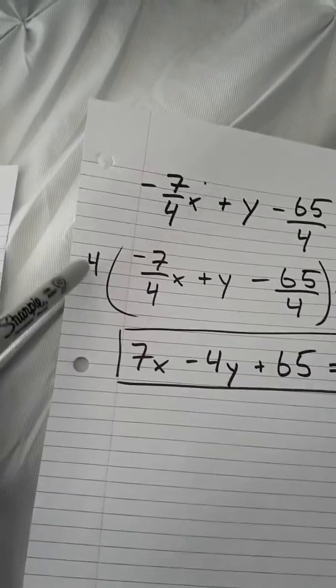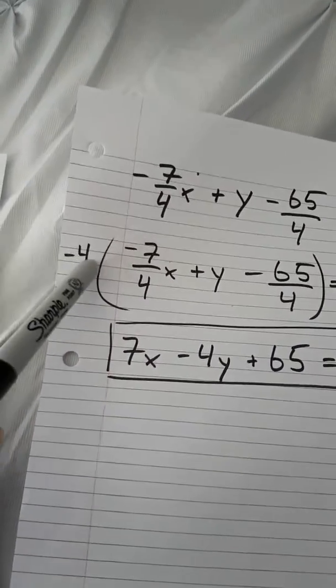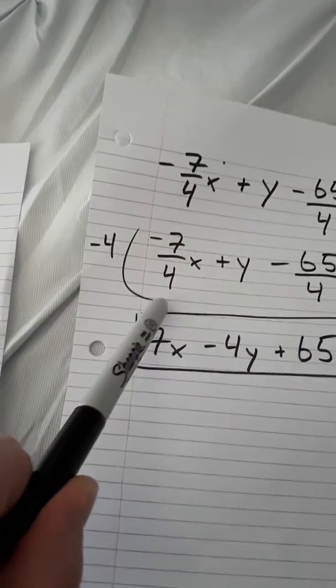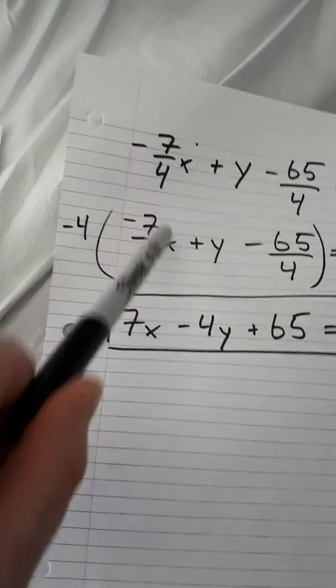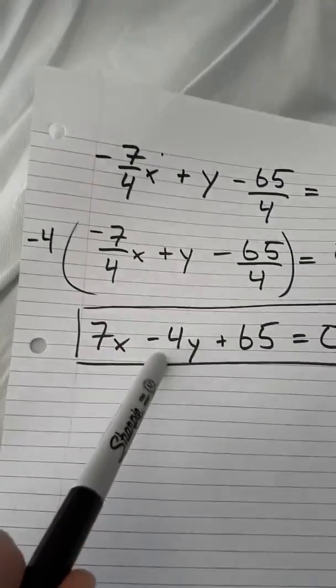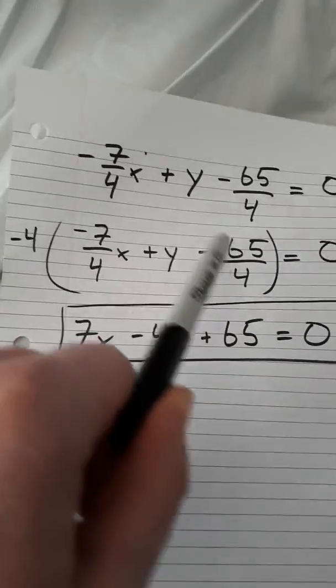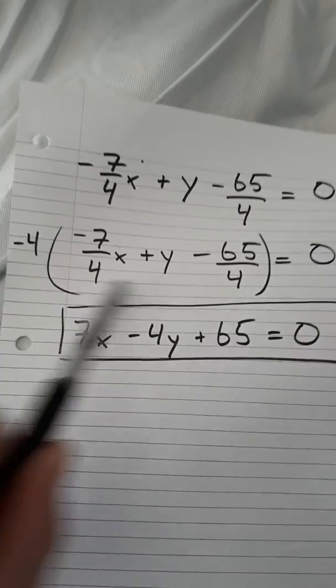So I'm going to multiply this whole side by negative 4. So negative 4, pardon me, divide by 4 is negative 1, times negative 7x gives me 7x. Negative 4 times y is negative 4y. And then again over here we can divide, that's negative 1 times negative 65, which gives us a plus 65.